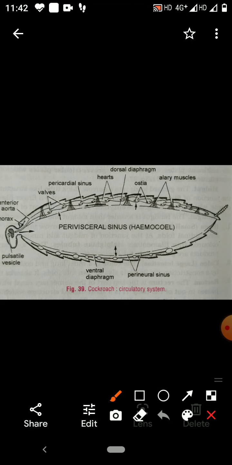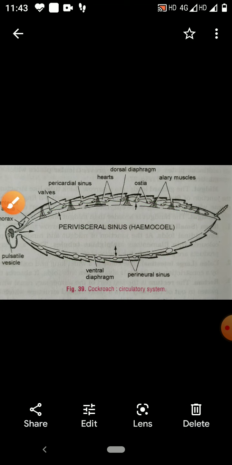But here the cockroach has an open circulatory system. So there are three open spaces, that is sinuses. One is the pericardial, this one is the perivisceral, and this one is called perineural. So these are the three open spaces in the circulatory system of cockroach.